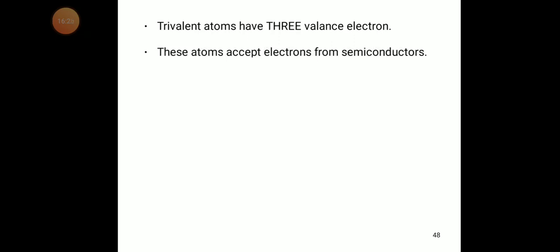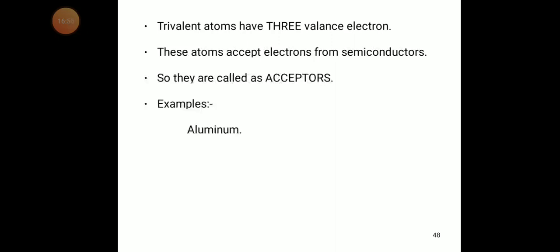Next one is the trivalent. Trivalent atoms have 3 valency electrons. To form the full covalent bond, they accept 1 extra electron. These atoms accept the electron from semiconductors. That's why trivalent atoms are called acceptor atoms. Examples are aluminium, boron, gallium, indium.